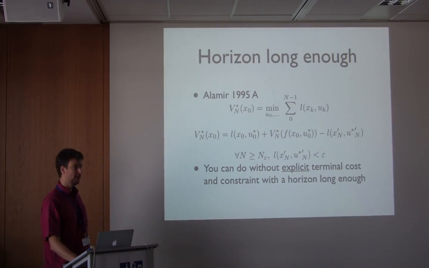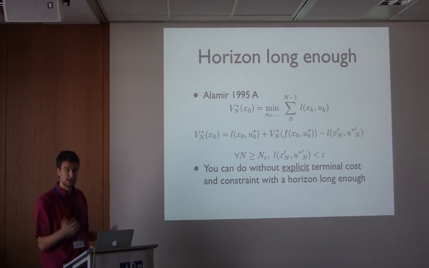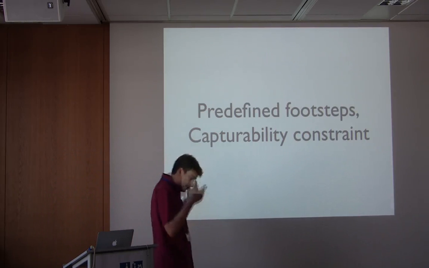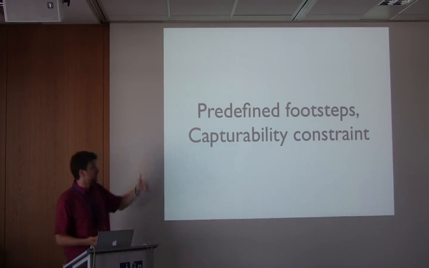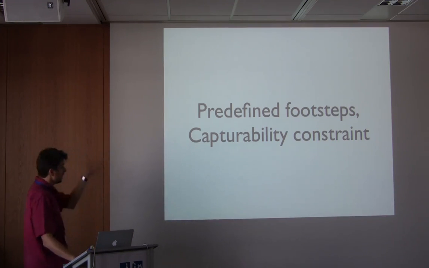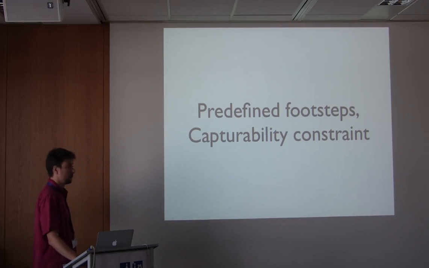Now we are ready to browse through all the methods which are used on the robots that we know, and just see how they fit with this general theory. So first of all, because that's historically the first approach, as I mentioned, predefined footsteps. Okay, so far, people suppose that the footsteps are given and are fixed. And then first, methods which consider the capturability constraint and no optimization of the derivative of the center of mass.